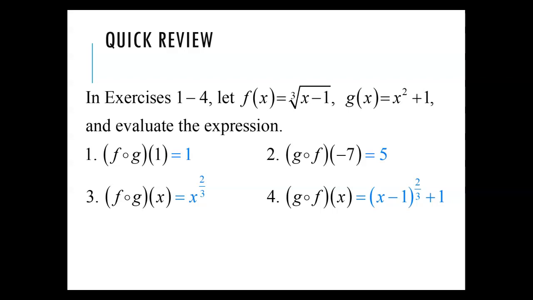When there's a cube root, should we make it an exponent, like when we see a root like that? If it helps you. When I did number 4, negative 7 minus 1 is negative 8. In cube roots, you can have negatives. So you get negative 2. Then you have to take negative 2 and plug it into the g of x function. So negative 2 squared plus 1.